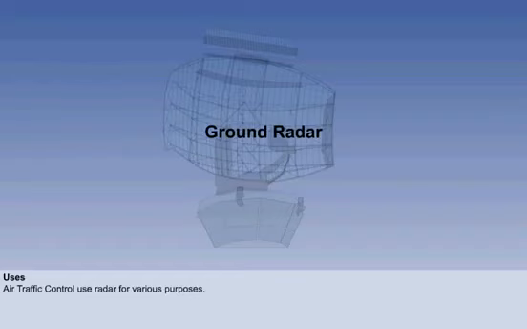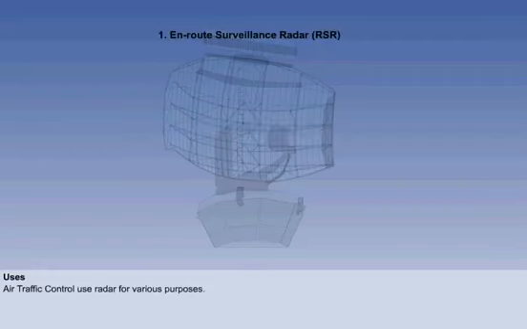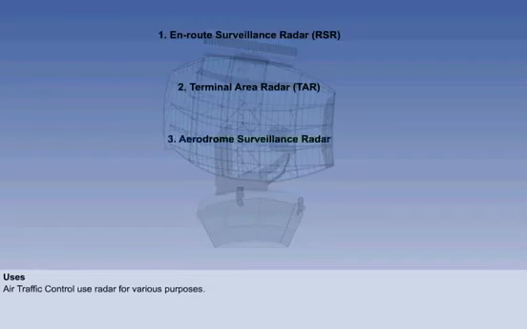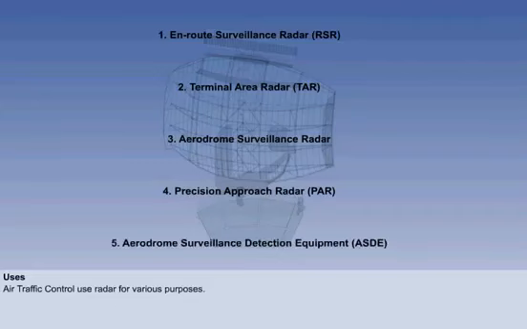Primary radar systems used by ATC include Area Surveillance Radar, RSR, Terminal Area Surveillance Radar, TAR, Aerodrome Surveillance Radar, Precision Approach Radar, PAR, and Airport Surface Movement Radar. This is the generally preferred term. However, the EASA ATPL learning objectives use the term Aerodrome Surveillance Detection Equipment, so you should be able to recognize it.